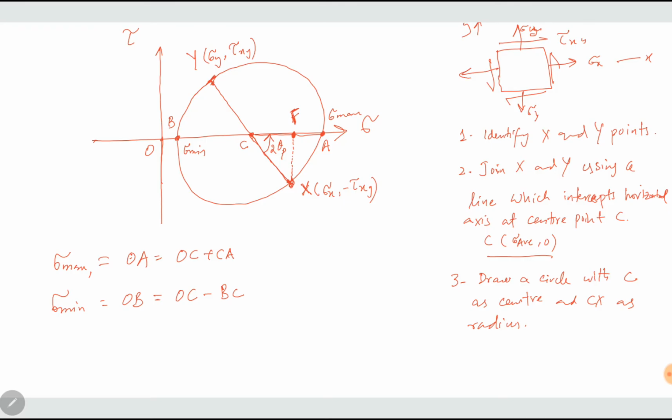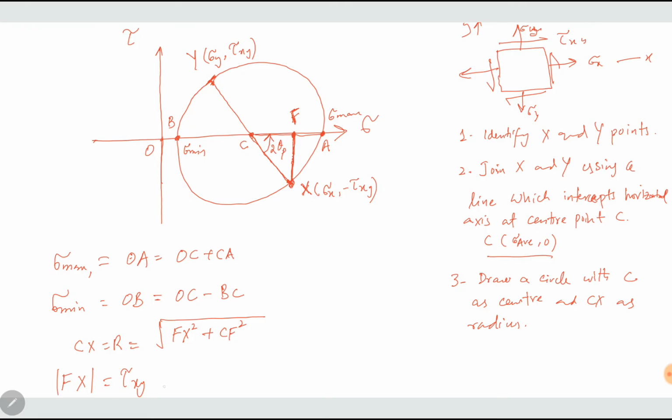Okay, so Cx is our radius, which is equal to tan inverse of... you can use Pythagoras theorem here. The Cx is equal to the square root of fx square plus cf square. Remember that fx is equal to tau xy. This is fx, vertical line from f to x. You can use this coordinate as our length. Length is never a negative number, so we can just take its magnitude.